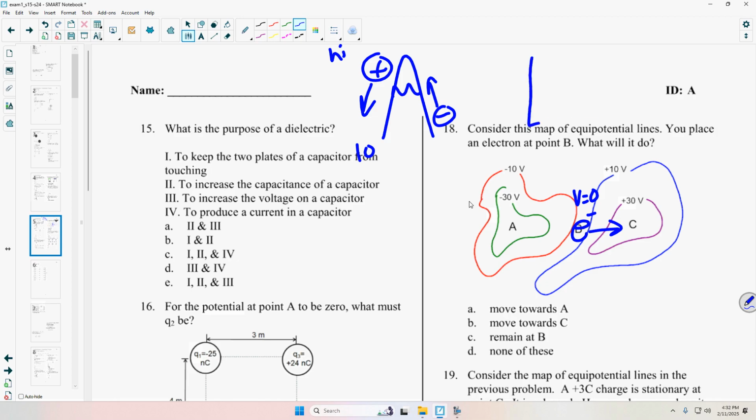Now, if I were to graph this, my graph of V versus x starts out at 0 and moves up to 30. This is point B, this is point C, and an electron would move in that direction, the direction of increasing potential. If it was a proton, what direction would it move? It would move towards the low potential, from high to low, from 0 to minus 30.